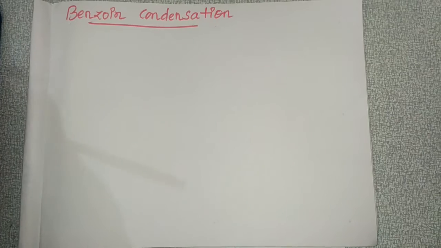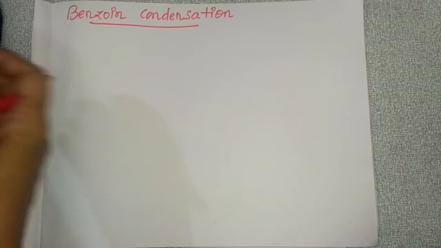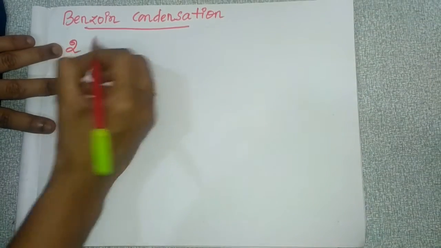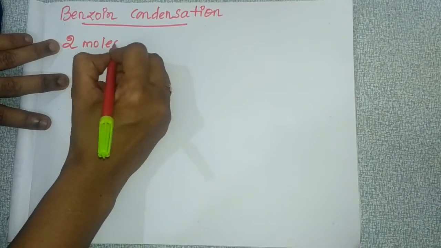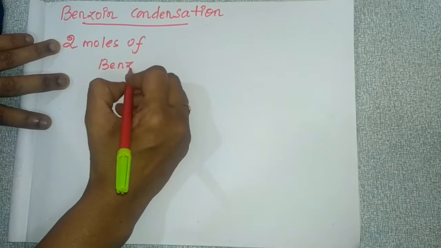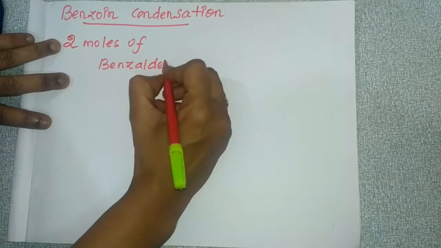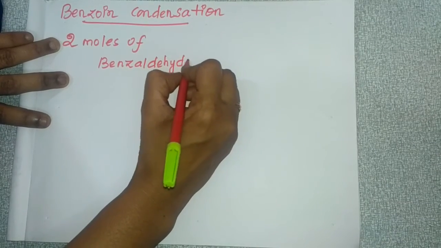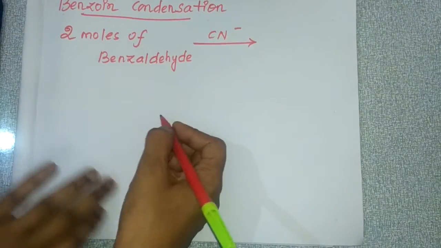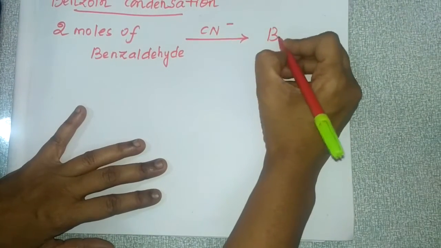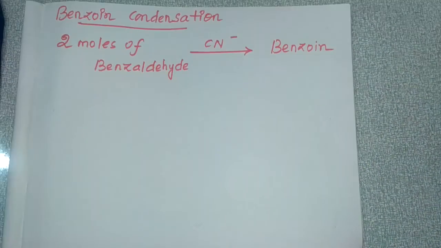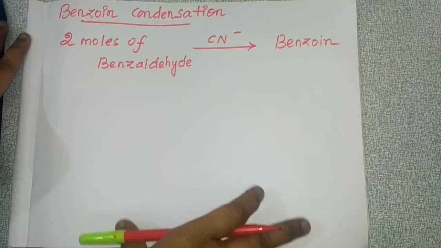In this video, we are going to see benzoin condensation. First, take down the reaction. You have to take 2 moles of benzaldehyde in the presence of a nucleophile. You will get benzoin. Okay, so this is the reaction.